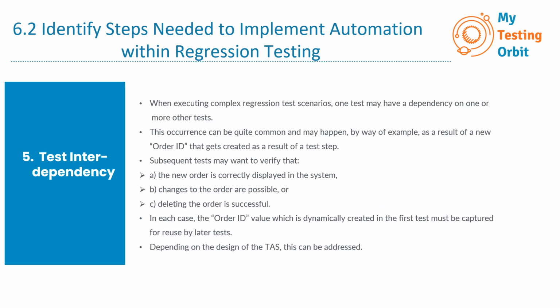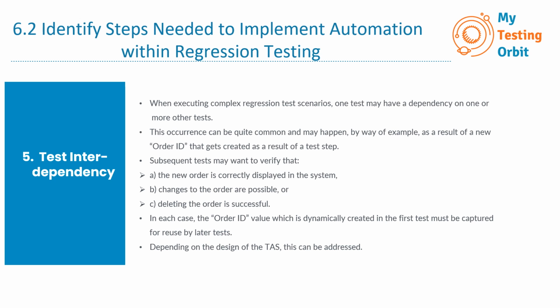Number 5, test interdependency. Think of it like playing a video game where you have different levels. Sometimes to reach the next level, you need to complete a specific task or get a special item, right? So imagine you are playing and completing a level. This action gives you something new, like a special key. Now, the next levels might need that key to unlock new doors or do different tasks. In the game, that key you got earlier is like an order ID that you need for future levels.